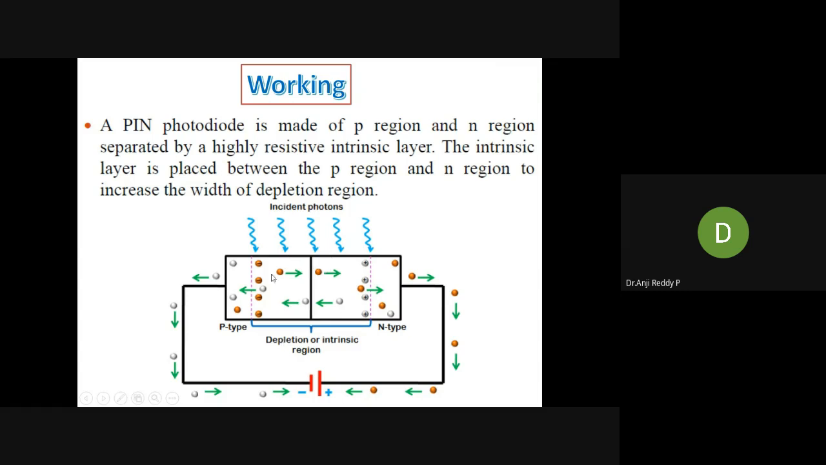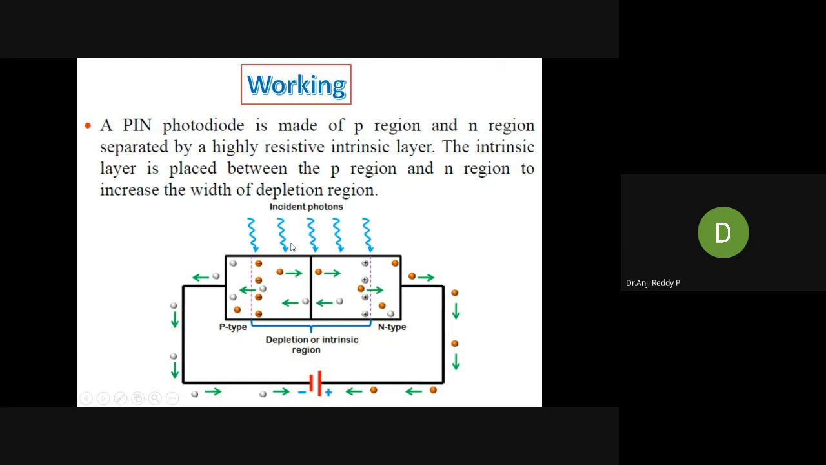Now tell me, in which bias we have to connect this pin photodiode? Reverse bias. Reverse bias we have to connect, right? Good. Reverse bias means P-type is connected to positive terminal or negative terminal? Negative terminal. Good. P-type is connected to negative terminal of the battery, and N-type is connected to positive terminal of the battery. Okay, this is specially designed for reverse bias condition operation. In between, we are having the depletion or intrinsic region, that is intrinsic semiconductor.